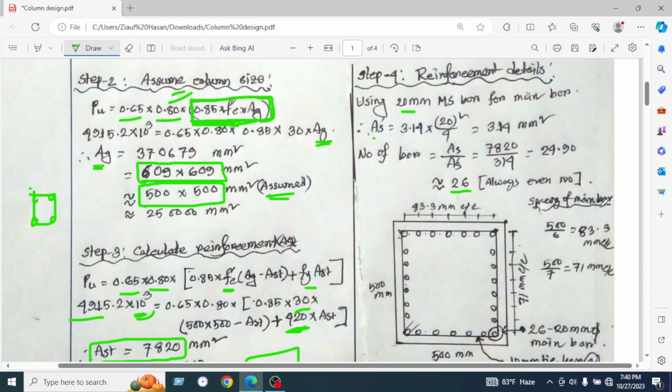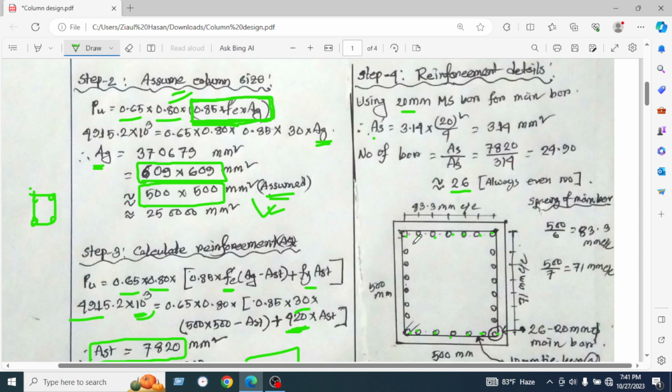Okay, the spacing of the main bar. So we have seen here the dimension of the column, 500 into 500 millimeter square. So we have used 500 and 500. We can use here 1 2 3 4 5 6 7 8 9 10 11 12 13 14. So 14 bars are used in the x direction, and the rest of the bars will be used in the y direction.